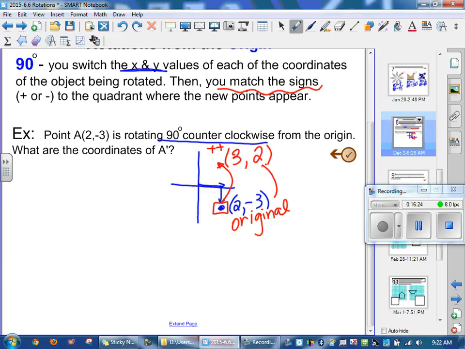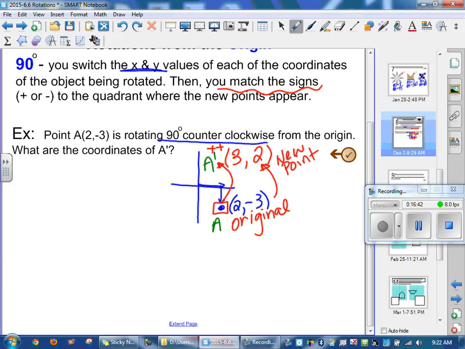Okay? So your new point, if we know that this guy is point A, this guy is going to be point A prime. What does that prime tick tell us? It's been moved how many times? Once. That's what that prime tick tells us. It's been moved once, and it's a new image.